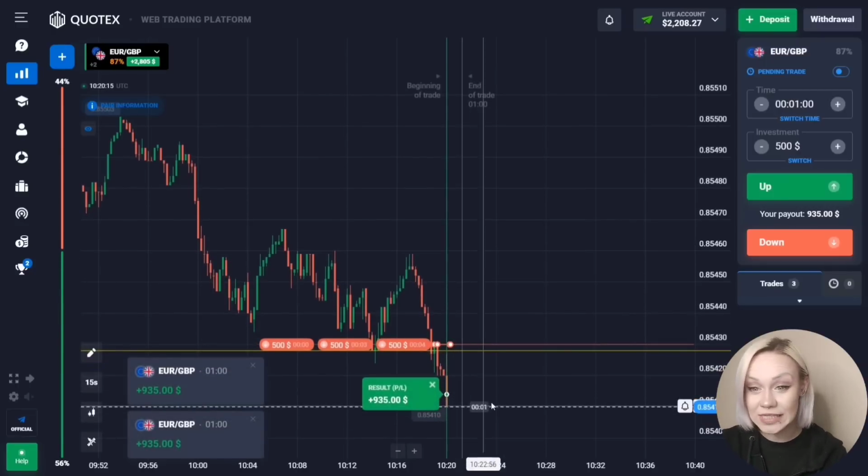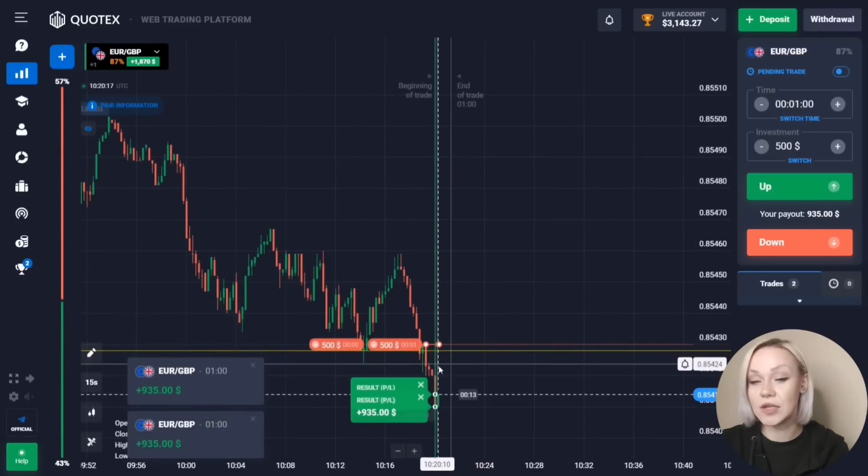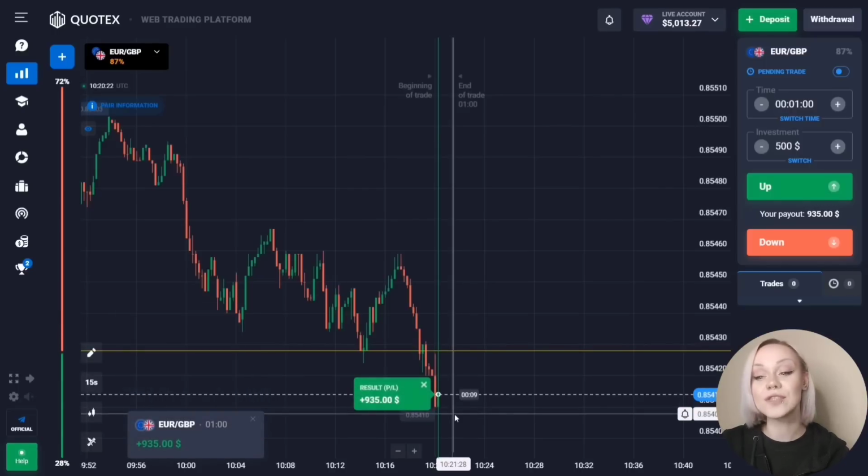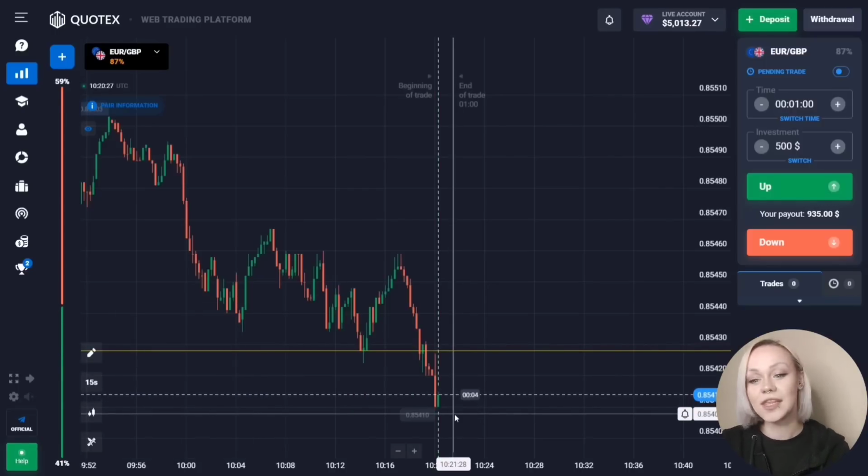Great! As you can see, this level was broken through. Here we made a profit. We just make money on breaking through the level of support. The price has a really great potential for a fall. These cases work fine. Everything is going great.